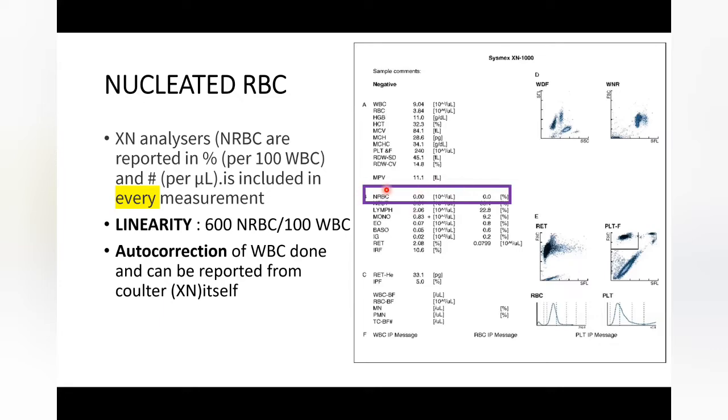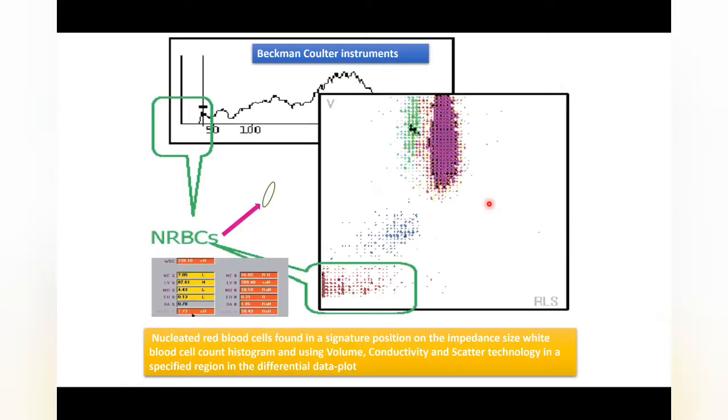Whenever we are talking about XN analyzers, NRBC comes in nearly every report, and it gives a linearity of about 600 NRBC per 100 WBC, and auto correction is done automatically. So here you needn't correct for it. Whereas if we look at Beckman Coulters, here the nucleated RBCs come in this region.